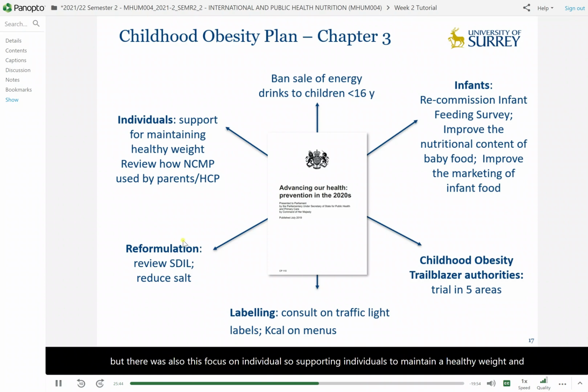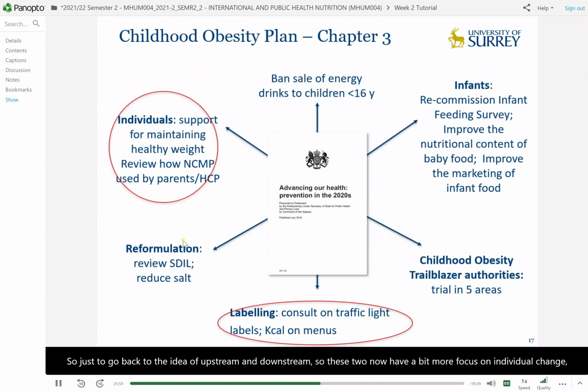But there was also this focus on individuals, so supporting individuals to maintain a healthy weight, and how we use the data from the National Child Measurement Programme for parents and health professionals. So just to go back to the idea of upstream and downstream, these now have a bit more focus on individual change and weight management, rather than prevention and having that upstream approach. This is much more about individual action, people taking responsibility for their own well-being, healthy diet and weight. And even labelling requires that knowledge and that interpretation on an individual level. People having the time in a supermarket to look at the traffic light label and understand what that means, and having the knowledge to process that and do something with that information is much more of a downstream individual approach than some of the others that have gone before.